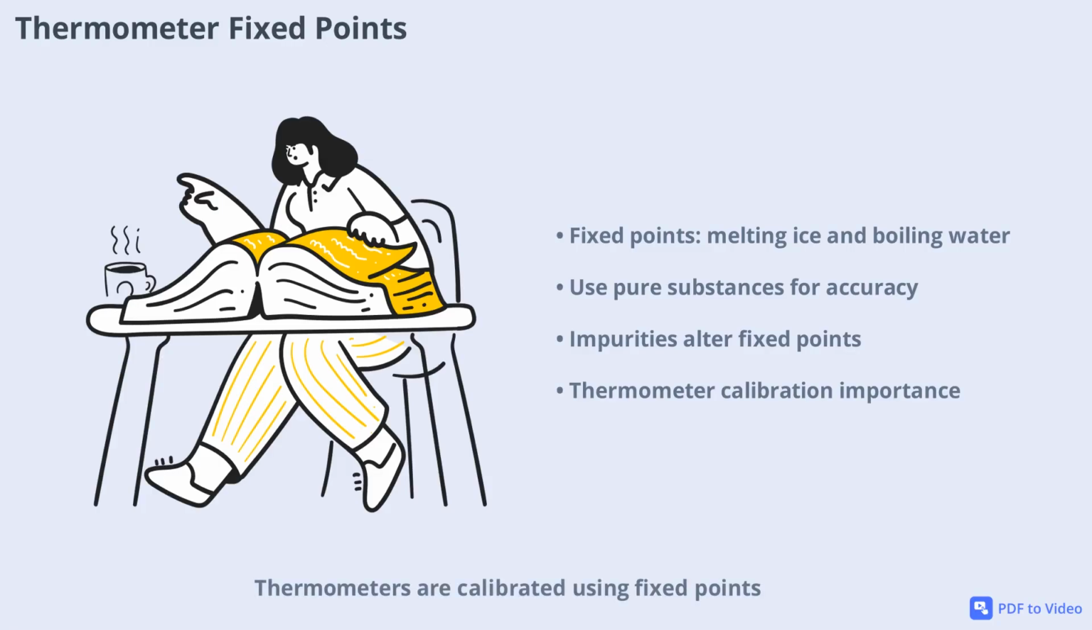Thermometers are calibrated using fixed points, typically the melting point of ice and the boiling point of water. In this scenario, a student has 4 beakers: P with ice and salt, Q with ice and water, R with boiling salt solution, and S with boiling water. Which beakers should be used to check the fixed points?